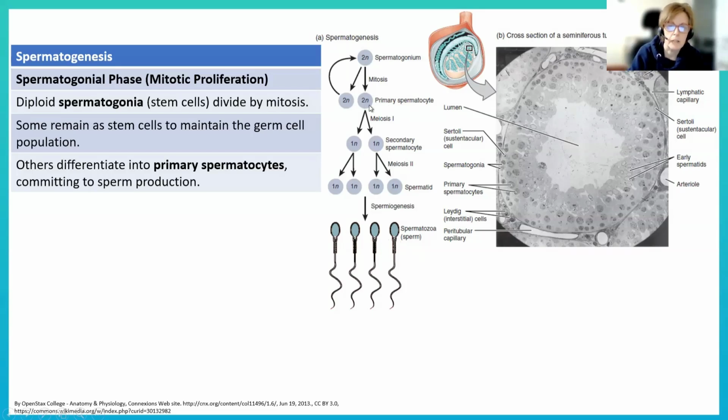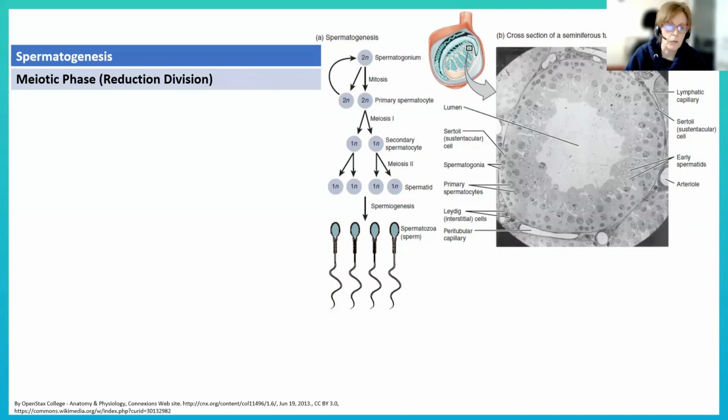So we're up to here. So these primary spermatocytes now, they're committed. They're going to go into meiosis, this meiotic phase. We're going to go into the reduction division.